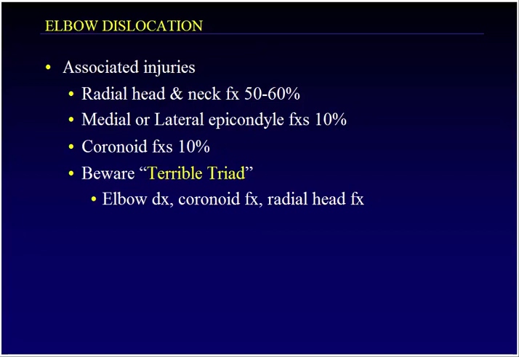You can have radial head and neck fractures and up to 50 to 60% medial or lateral epicondyle fractures, coronoid fractures, and you especially want to beware of the so-called terrible triad of the elbow, which consists of an elbow dislocation with an associated coronoid fracture and a radial head fracture. Those will require operative intervention.